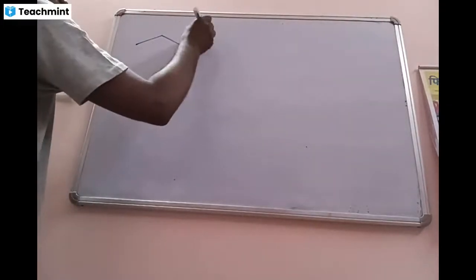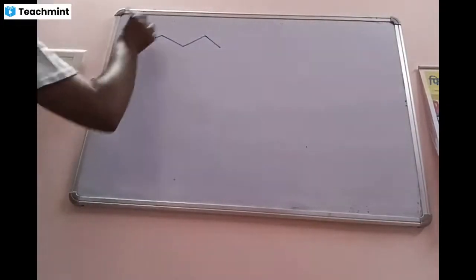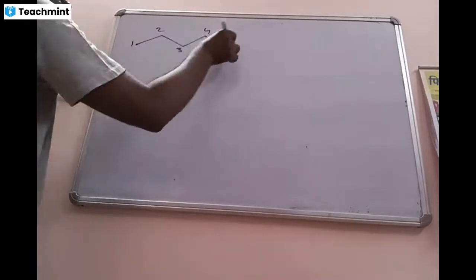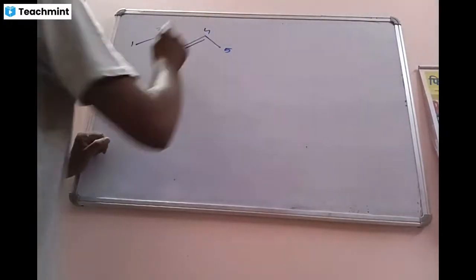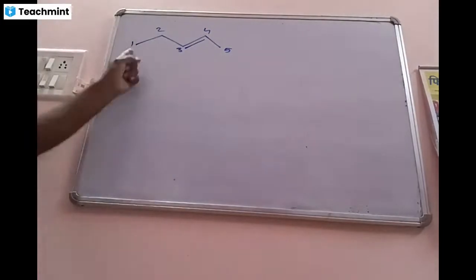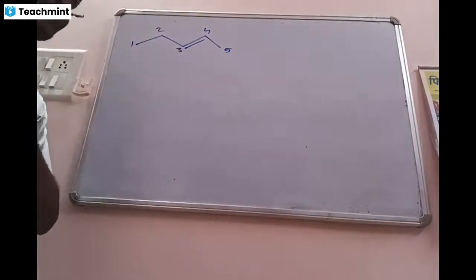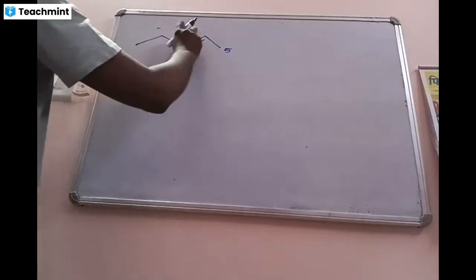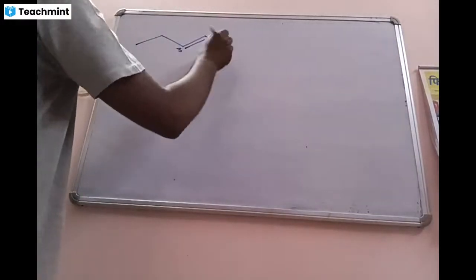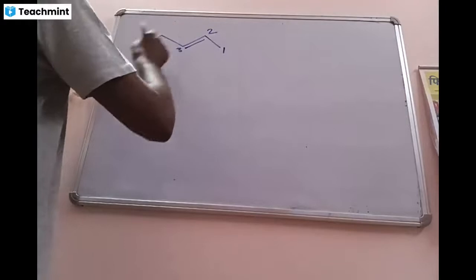You know this type of lines? Yes. So this is your pentane. Okay. So if I place a double bond here, then will this numbering be correct? Yes. No, this is the wrong method of numbering. You have to number from that end, from where that double bonded carbon will get the least possible position.